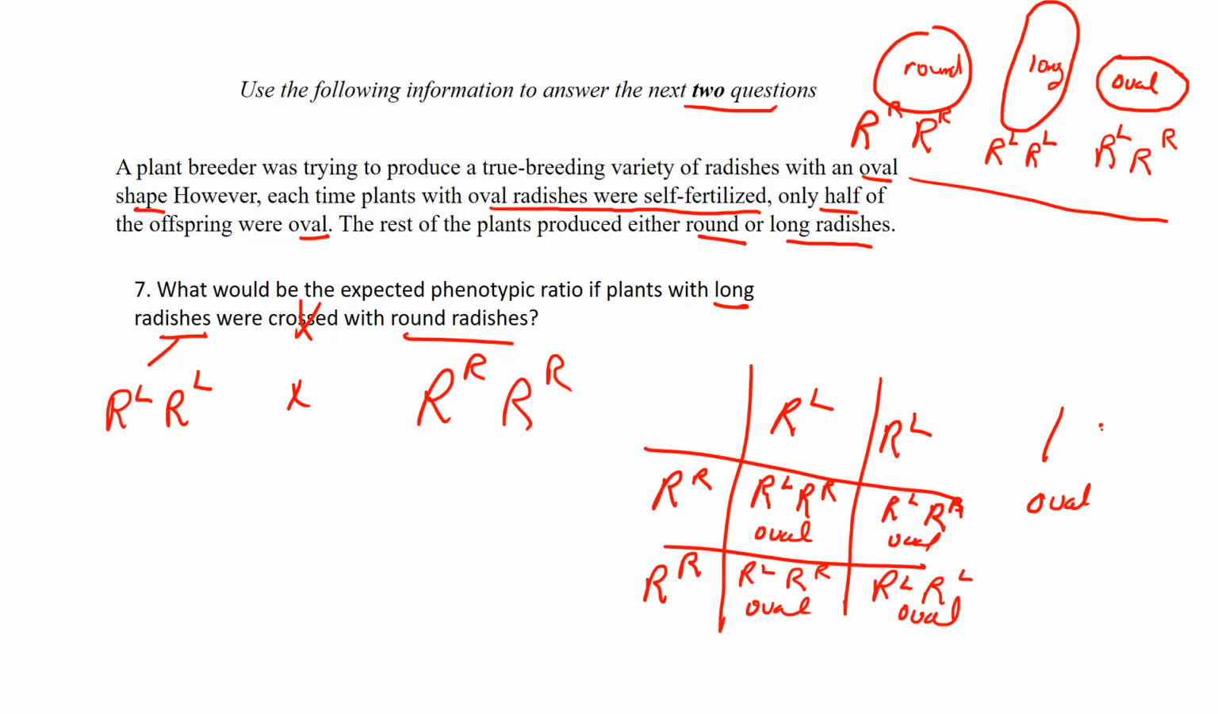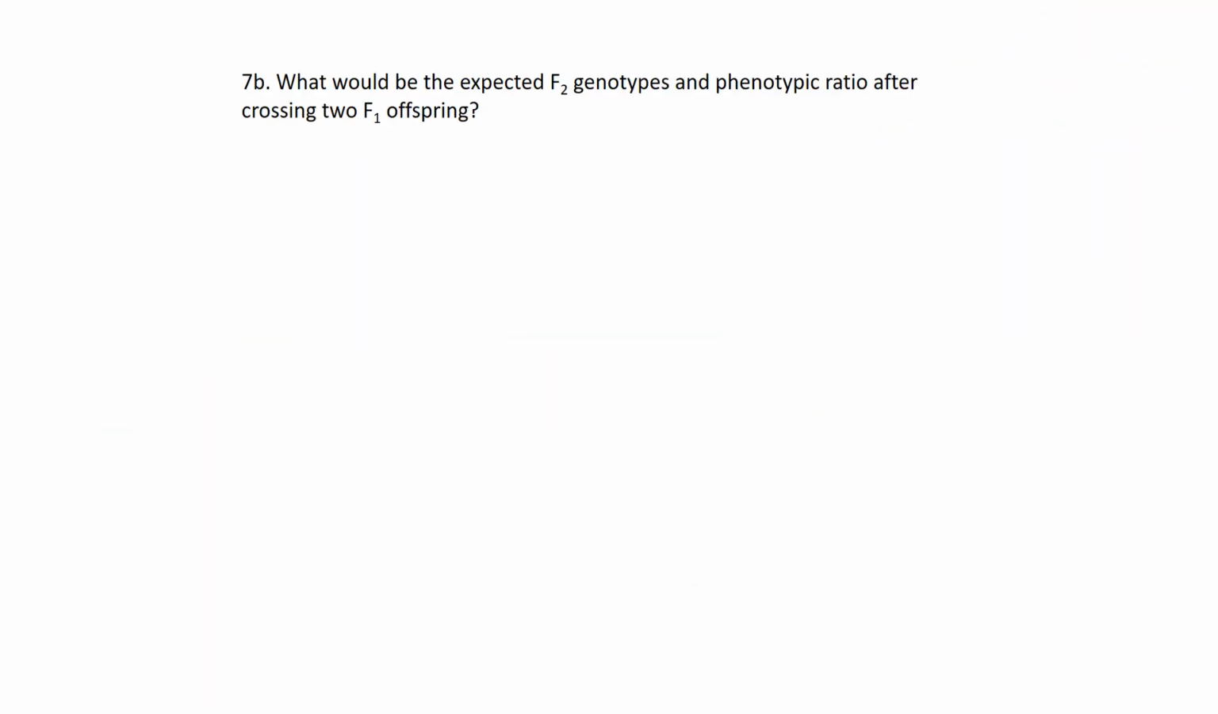And again, how many were round? That would be 0. How many would be long? That would be 0 too. But 1 or 100% are going to be oval. So if we go to the next one here, what would be the expected F2 generation if you cross 2 of those first generation offspring? So all of those offspring, of course, we said were capital R superscript L, capital R superscript R. So we're going to take two of those offspring, which are identical, and cross those guys to get an F2 generation.